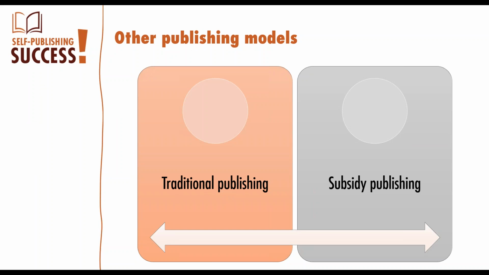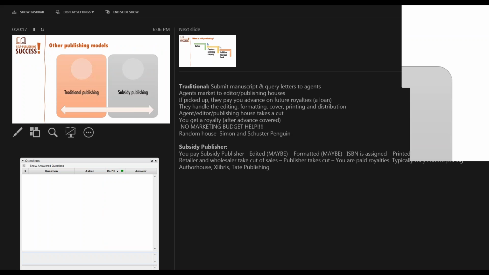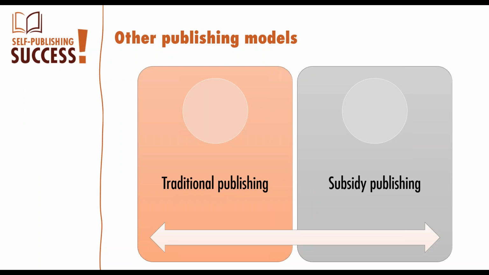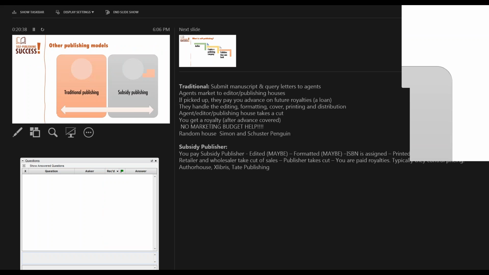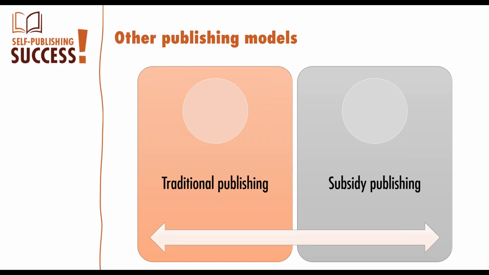They handle everything for you, pretty much. Not everything, but the editing, the formatting, cover design, printing and distribution. They're going to handle all that for you and get your book in the stores. Now, when it comes time for payment, the agent is going to take a cut, probably the editor, and of course the publishing house is all going to take a cut of those profits, and you will get paid a royalty on every book that's sold. Until your advance is covered or paid back, you will either receive no royalties or reduced royalties until that advance has been covered by the money that's been generated by the book.